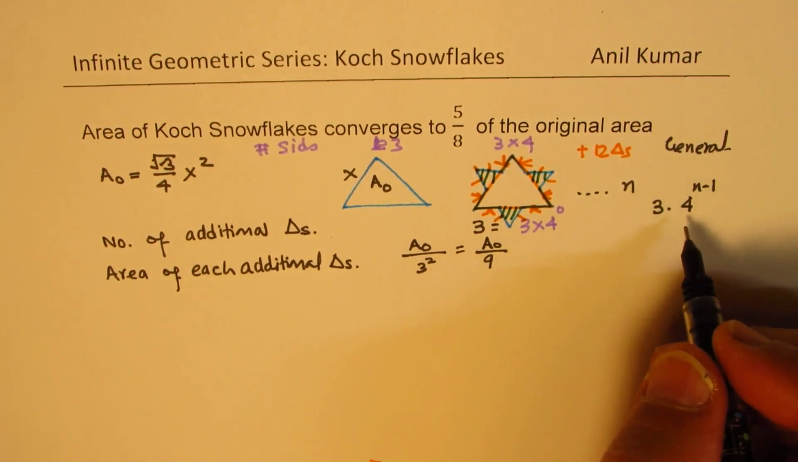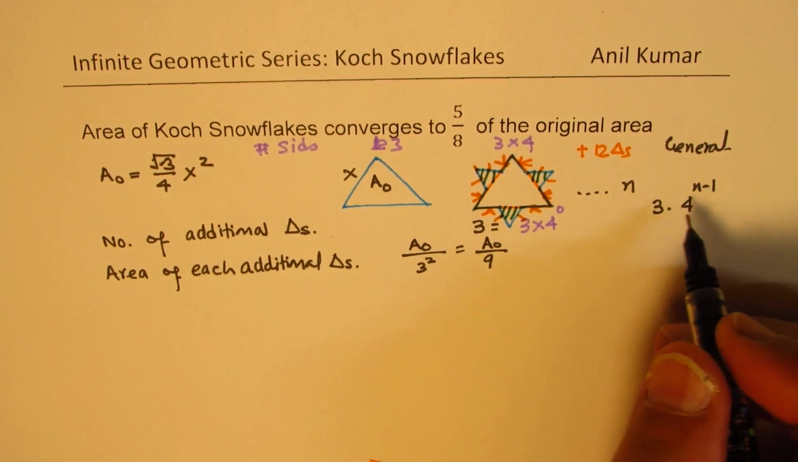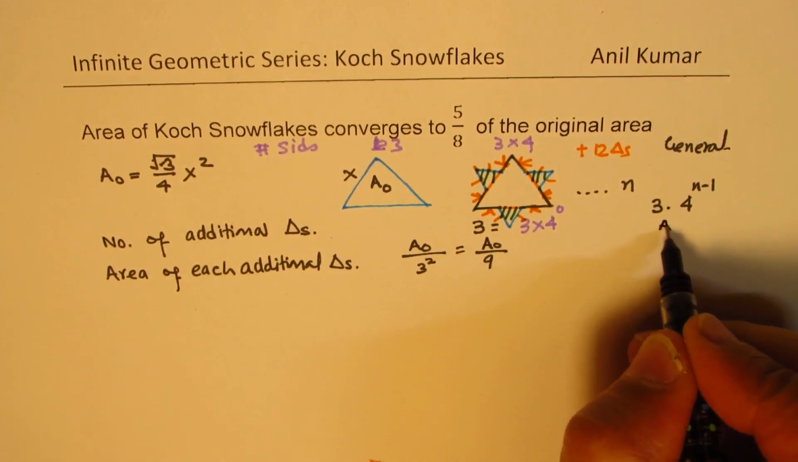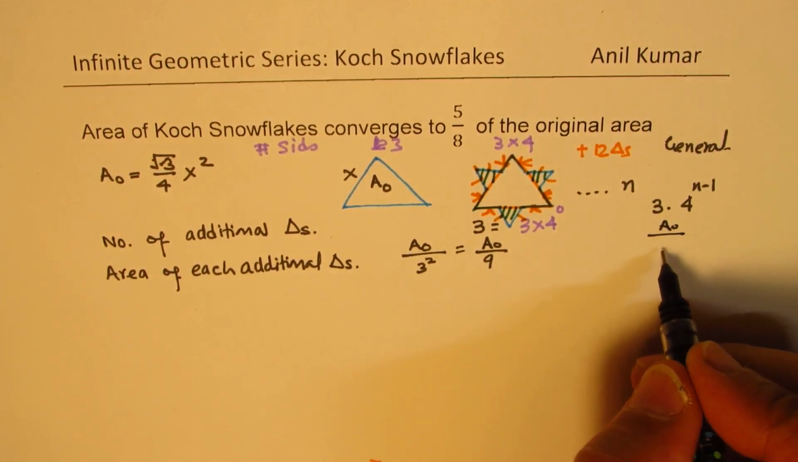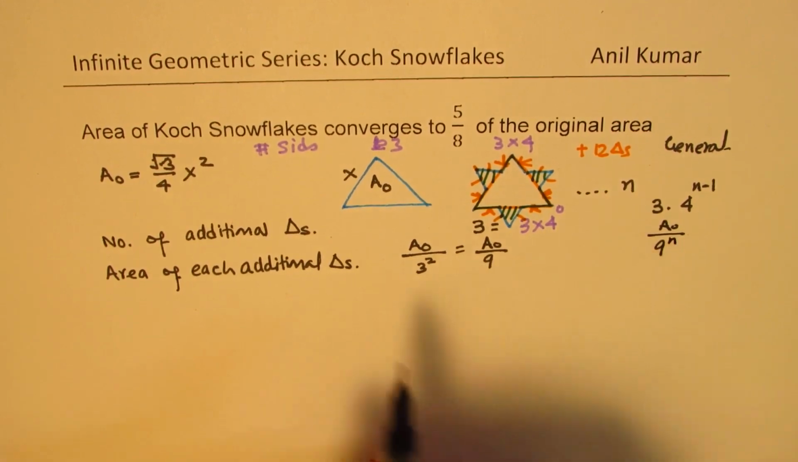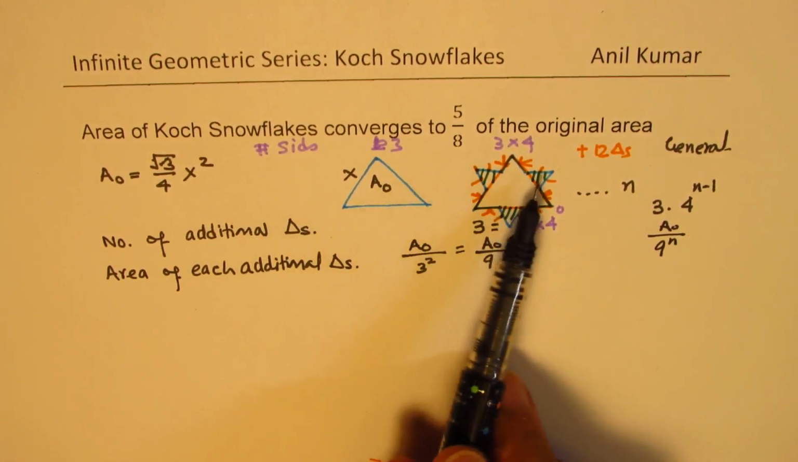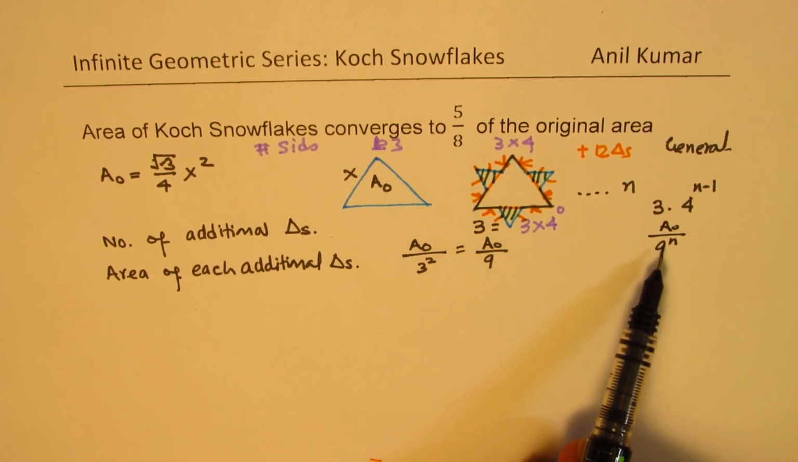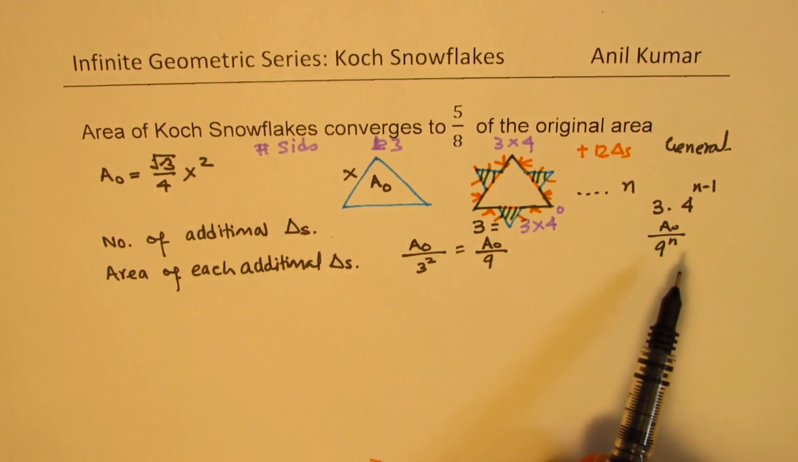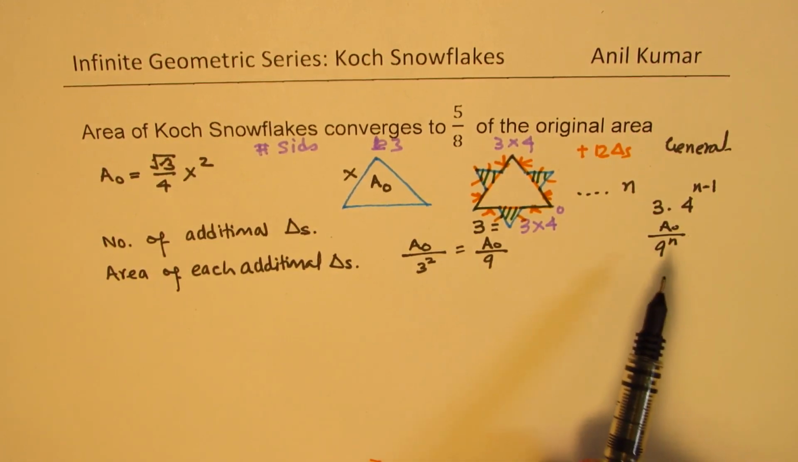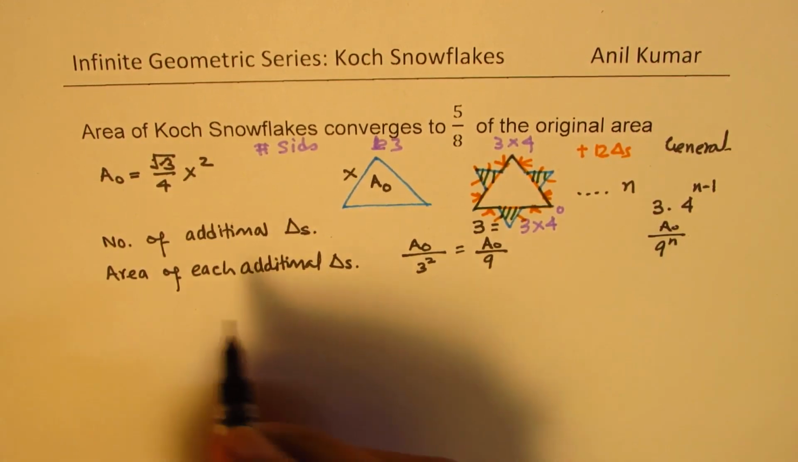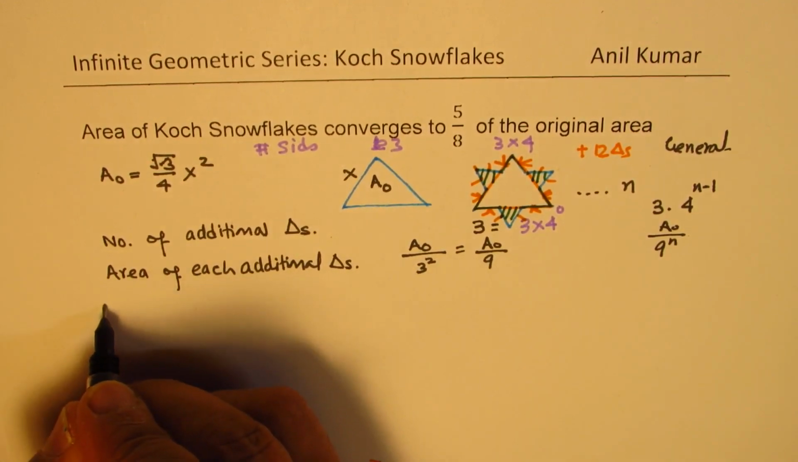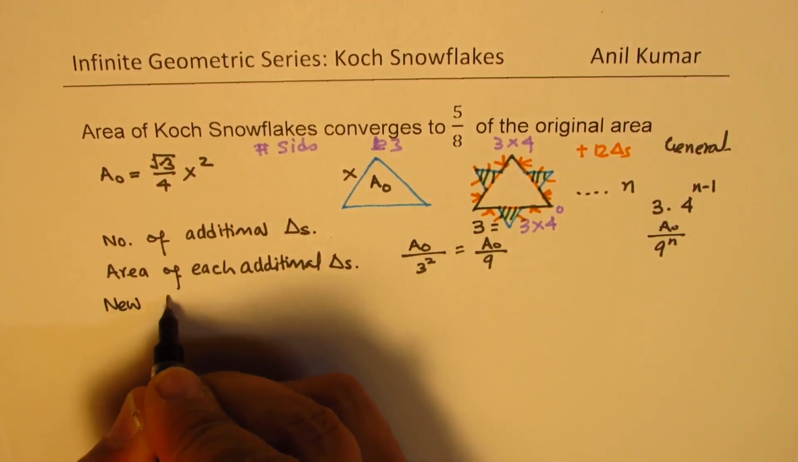So in general, if we have more triangles, in that case the additional area will be A0 over 9 to the power of n. So in the first case it is the additional area of each triangle. Is that clear to you? Now we have to get the total new area added. So let's figure out how much new area is added.